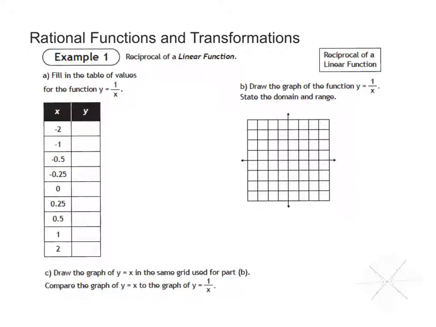So the first thing, the x value is given. So the y value here is going to be negative 1 over 2, negative 1 over 1, negative 1 over 0.5, which is equal to negative 2, negative 1 over 0.25, which is negative 4, 1 over 0, which is undefined. I'll just put U and D for undefined. 1 over 0.25, which is 4, 1 over 0.5, which is 2, and then we've got 1 and 1/2.